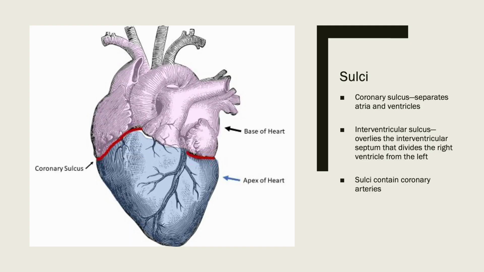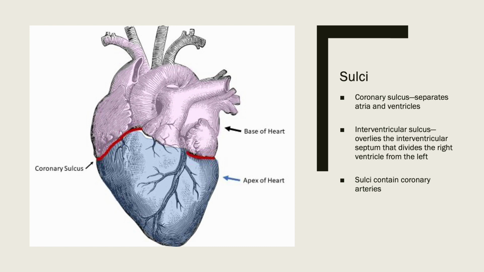Another feature of the heart are the sulci. So the sulci are these little indentions in the exterior of the heart that separate certain parts of the heart from each other. If you look on this diagram of the heart, you can see the purple top and the blue bottom. There's clearly an indention that separates the top from the bottom. That's the coronary sulcus. Okay, that separates the atria from the ventricles.